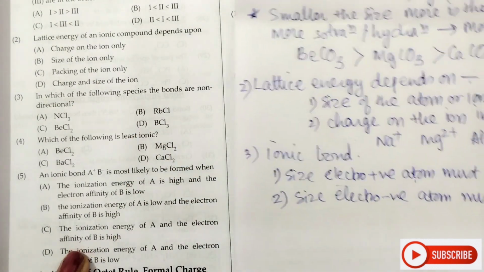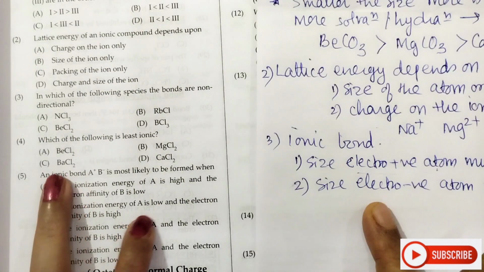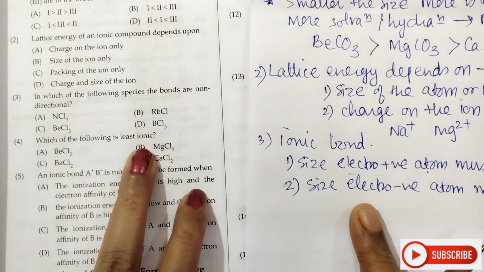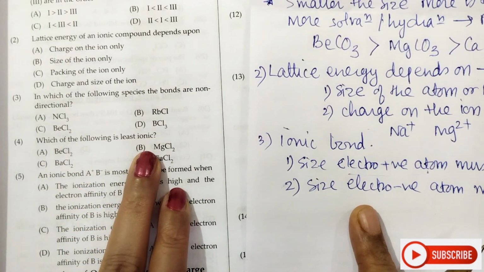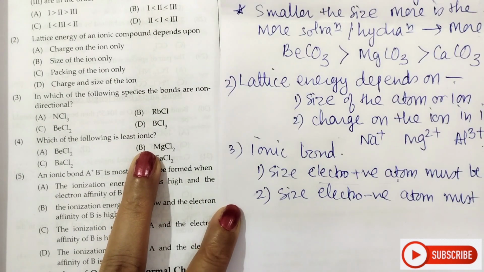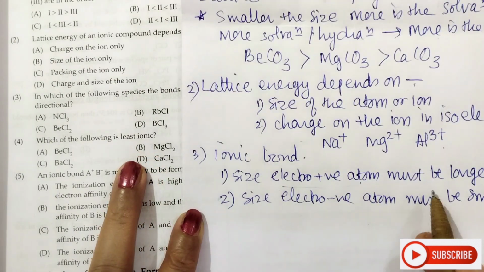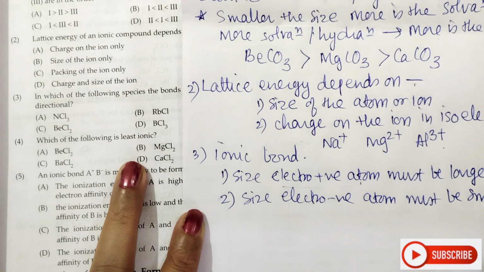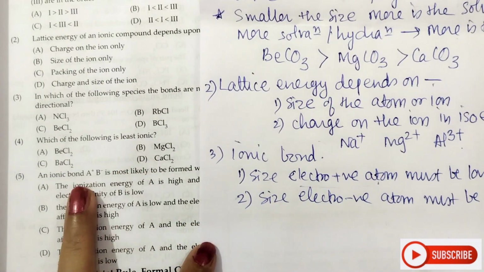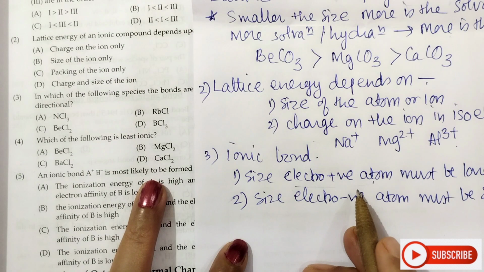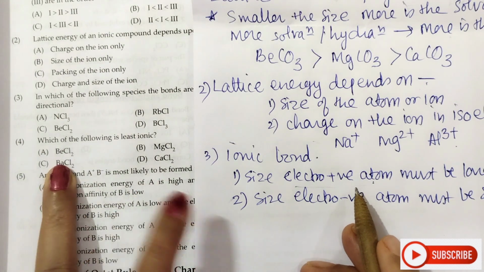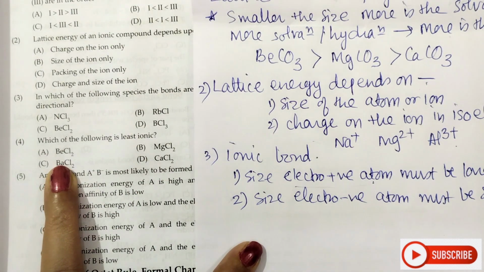Let us see the next one. Based on the same concept, let us solve this. Which of the following is least ionic? Now they want a least ionic bond. So for a least ionic bond, the size of the electropositive atom must be small with high ionization enthalpy, and therefore the size of the atom here is small for beryllium. So the answer here is first option.